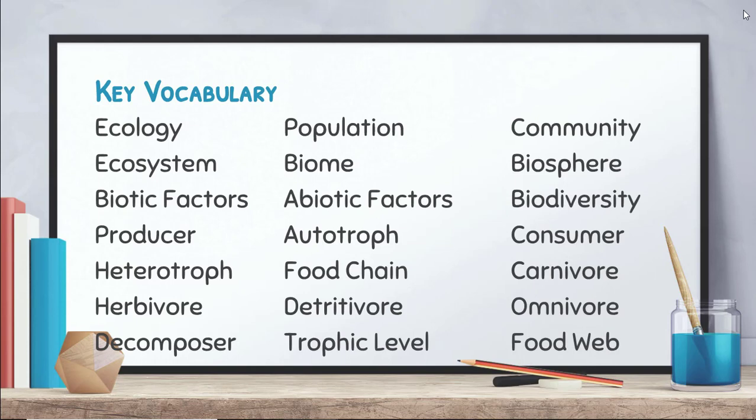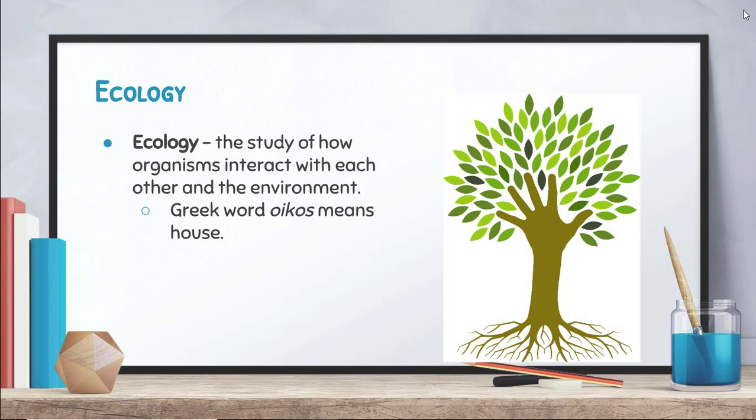We'll also look at biodiversity, consumer, carnivore, omnivore, and food web. So what is ecology? Well, ecology is the study of how organisms interact with each other and the environment.